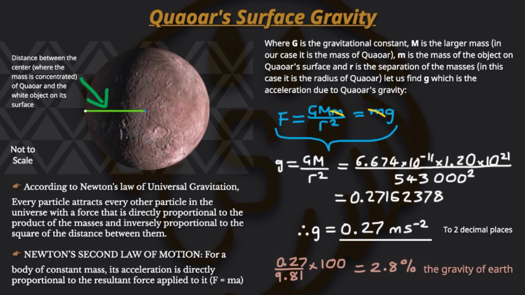As you can see, the gravitational constant, we have seen that value many times, multiplied by the mass of Quaoar, which is 1.20 by 10 to the power 21, divided by the radius of Quaoar, which in this case is the separation of the masses, because we're going to assume that all the mass of Quaoar is at the center, right at the middle of Quaoar, inside Quaoar.